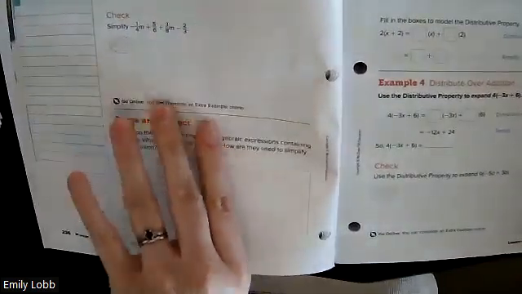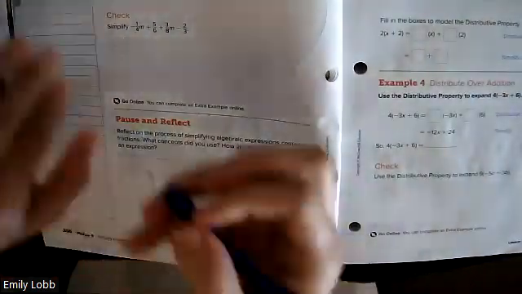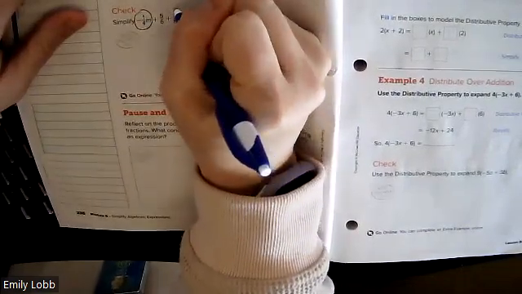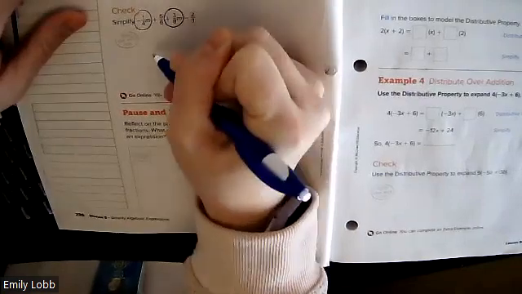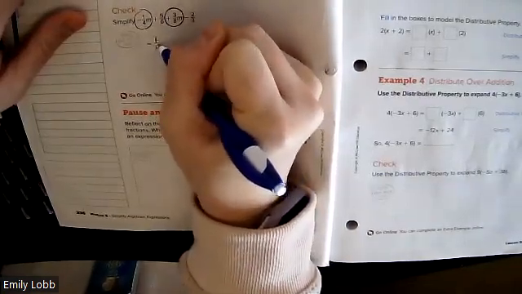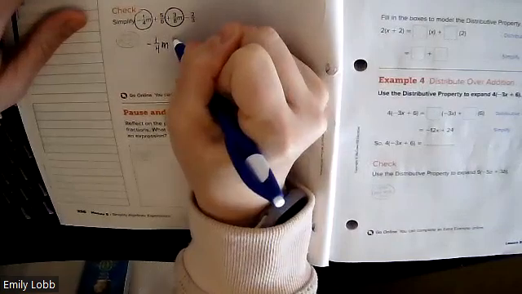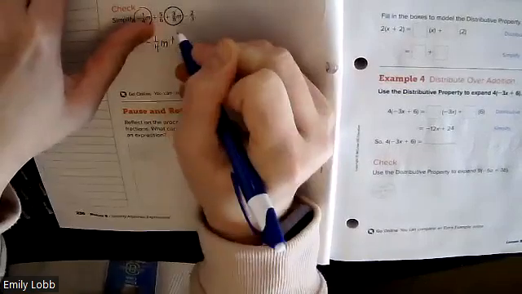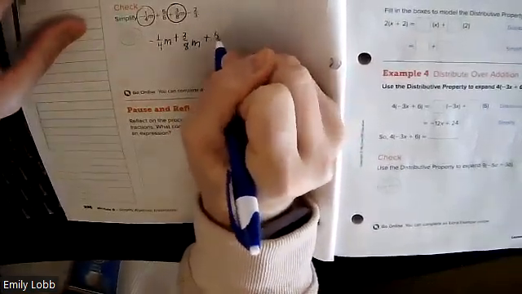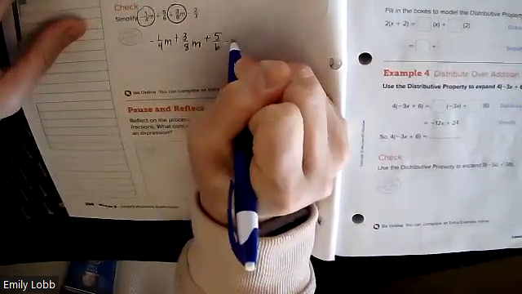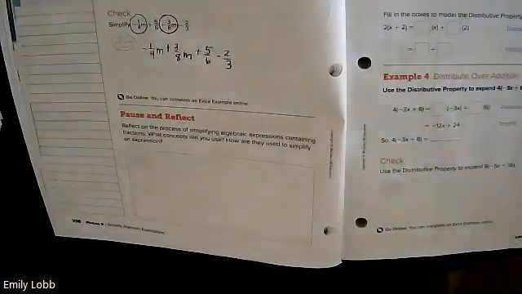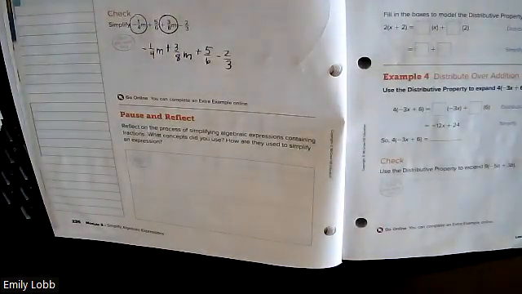So these are many more steps than we're used to. But first, let's just think about what we're combining, right? We're combining this negative 1/4 M plus 3/8 M. And then we have our constants. We have our 5/6 and our negative 2/3.